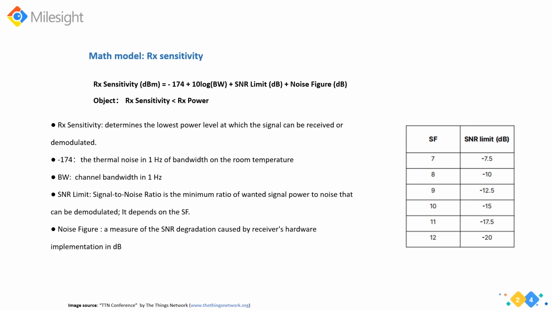And here you can find a table where the SNR limit can be found by the spreading factor. So every time the spreading factor increases by one, the SNR limit changes by 2.5 dB. So we can find our signal-to-noise ratio limit according to our spreading factor, and the typical LoRa SNR values are between minus 20 dB and plus 10 dB. Okay.